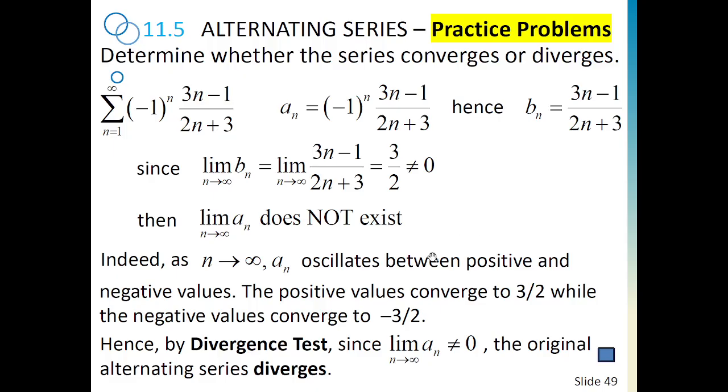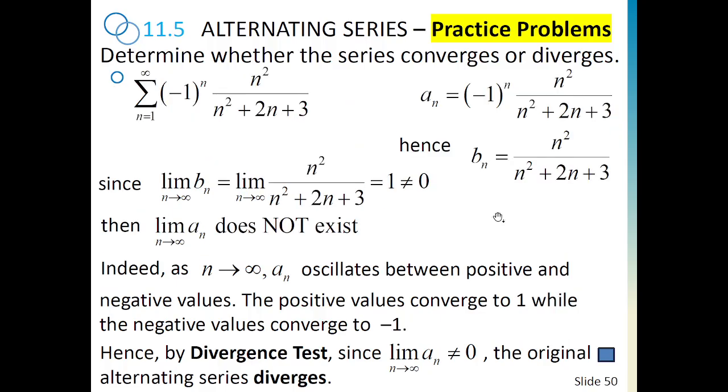If we check a little bit, we could see that all the positive values converge to 3 over 2, and all the negative values converge to minus 3 over 2. So essentially, we would see that discrepancy, and that means that the limit does not exist. So that's an important thing to do. First thing is to check if the general term goes to 0.